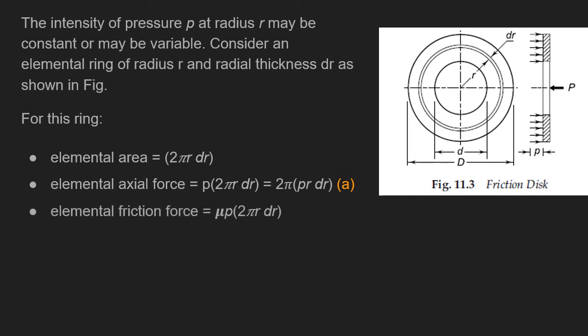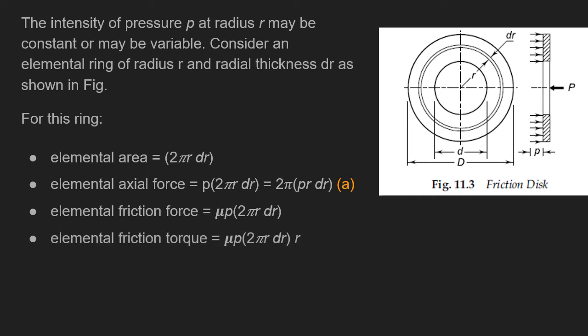Right? Now, the elemental friction force, when the two clutch plates are in contact, right, the friction force will be obtained by multiplying the axial force with the coefficient of friction mu, right? Therefore you have mu p into 2 pi r dr, area into friction force, right? So that will give you the friction force that acts on this elemental ring.